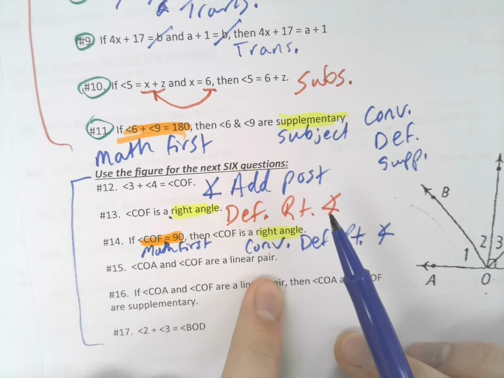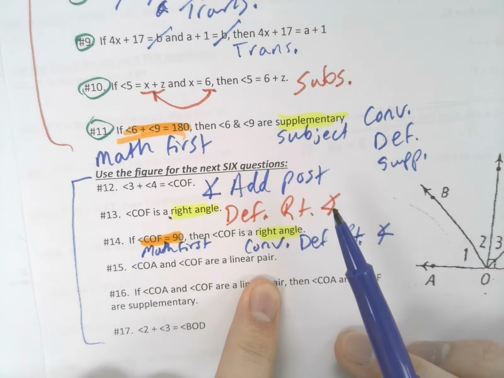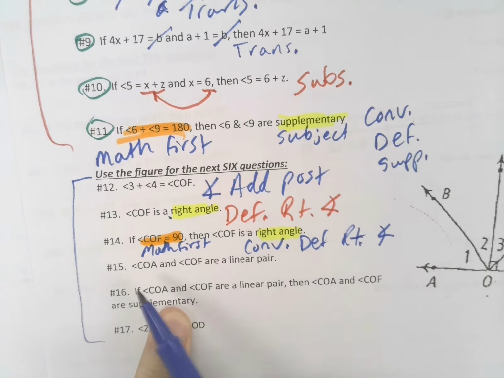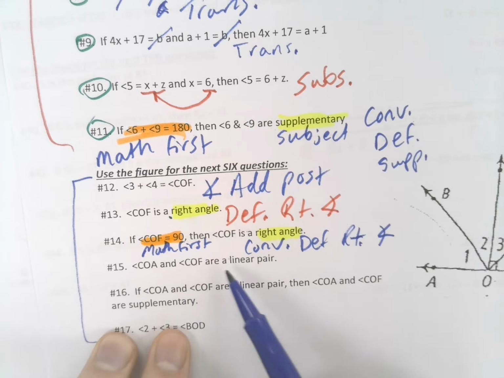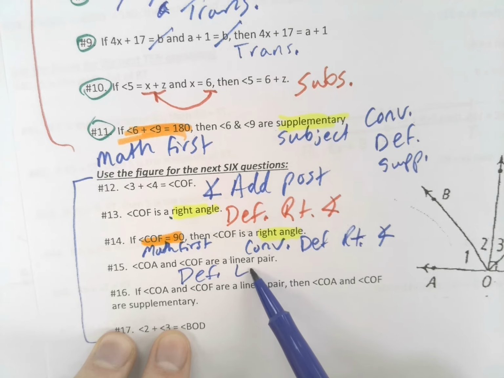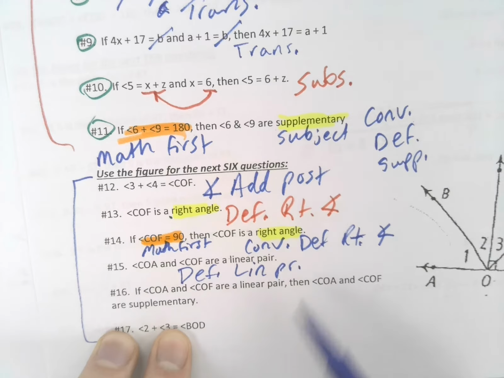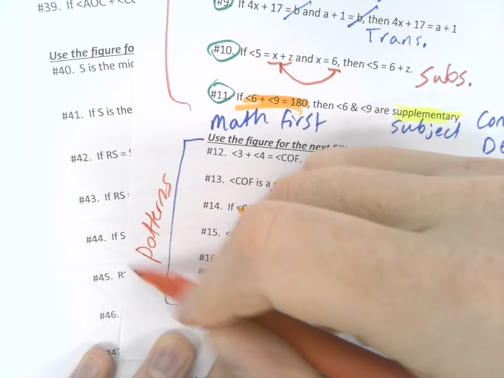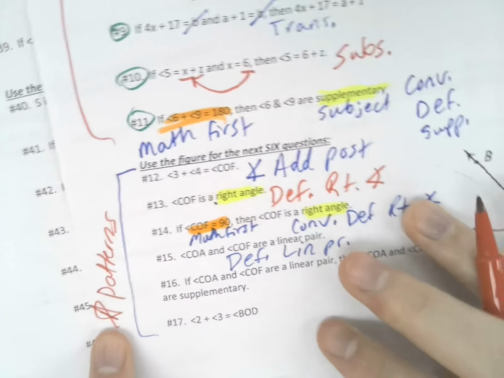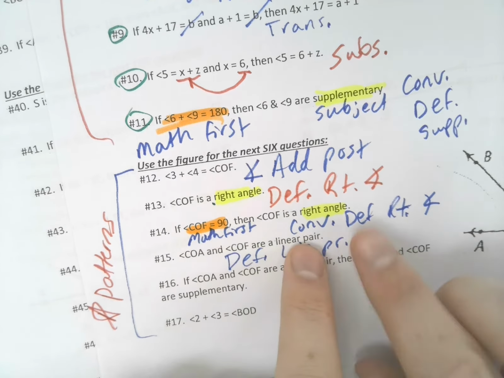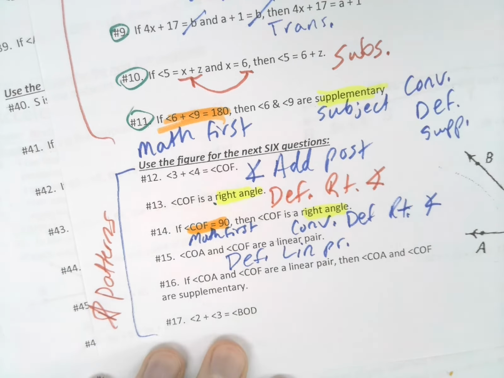COA and COF are a linear pair. Okay, so we're busting out the linear pair talk now. If they just give us that declarative statement, they're a linear pair, then we're talking definition of a linear pair. You guys, I hope you're starting to see some patterns here. That really is the key when we're working these, is that a lot of times there are patterns. Definitive statements are definitions. Math comes first. That's a converse of the subject.